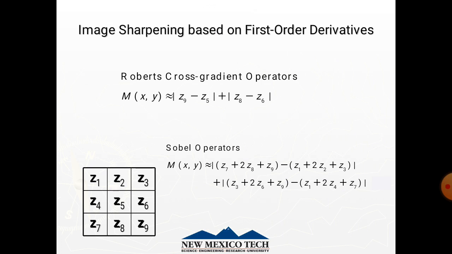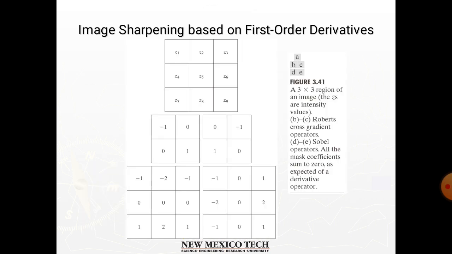For example, substituting gx and gy, Mxy is equal to z7 plus 2z8 plus z9 minus z1 plus 2z2 plus z3, plus z3 plus 2z6 plus z9 minus z1 plus 2z4 plus z7. The masks in these figures are called Sobel operators.